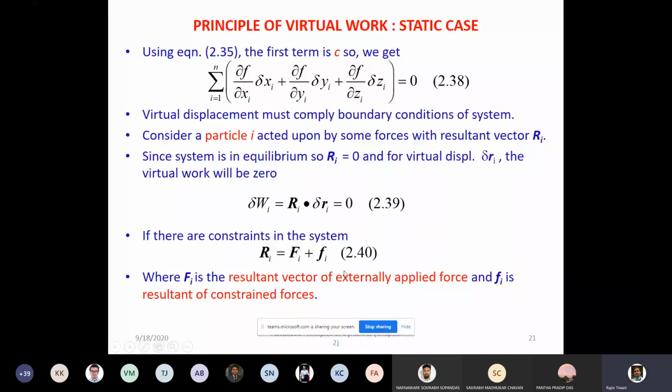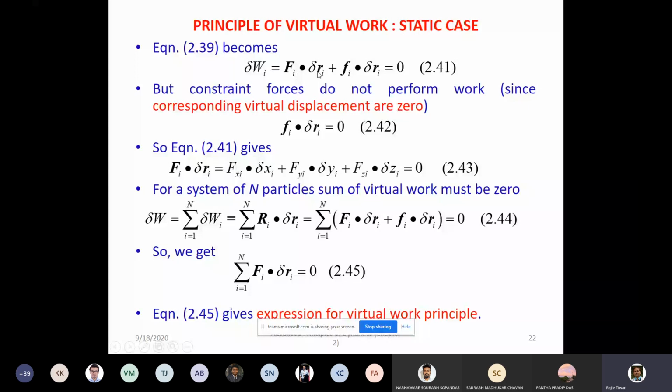we will get this equation, because this is the external force multiplied with the variation of that particular particle, and this is the internal or the reaction forces multiplied by the variation of the particular particle, which is equal to 0. Now the constraint forces or the reaction forces do not perform work. Like if there is a fixed support, some reactions are coming in the fixed support, but displacement of that particular support will be 0. And as I mentioned, the variation should respect the boundary condition.